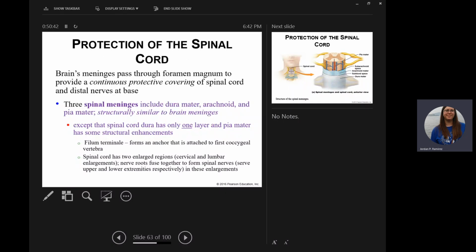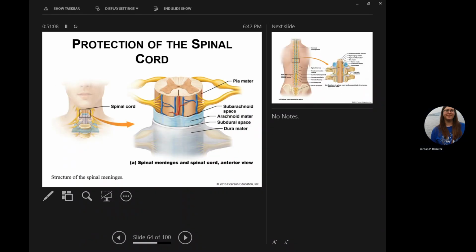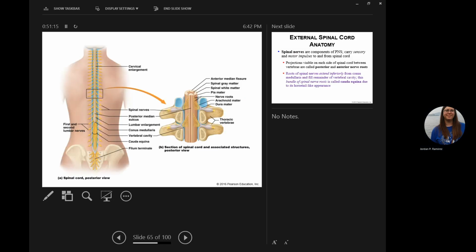All right, so the brain's meninges pass through the foramen magnum, that hole at the bottom of the skull, to provide continuous protective covering of the spinal cord and distal nerves at the base. There's three spinal meninges, which include the dura mater, the arachnoid mater, and the pia mater, which is structurally similar to the brain meningeal layers. The exception is that the spinal cord dura has only one layer and the pia mater has some structural enhancements, which we don't really have to go through right now. And this is just showing you the spinal cord and its meningeal layers here.